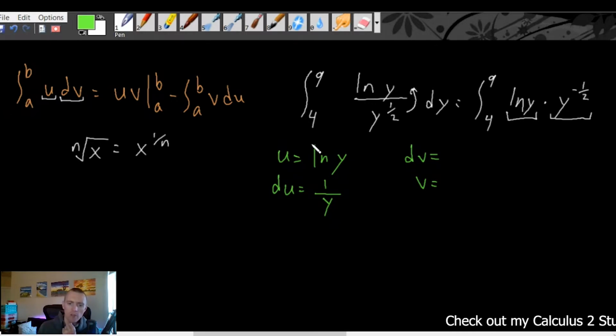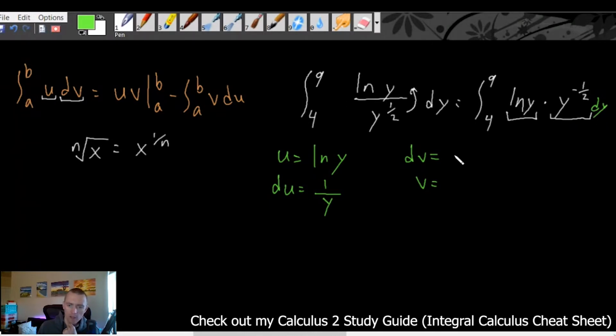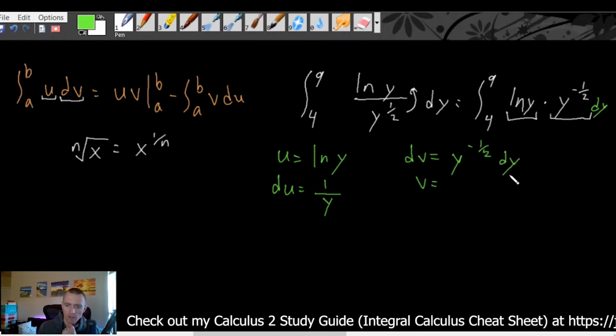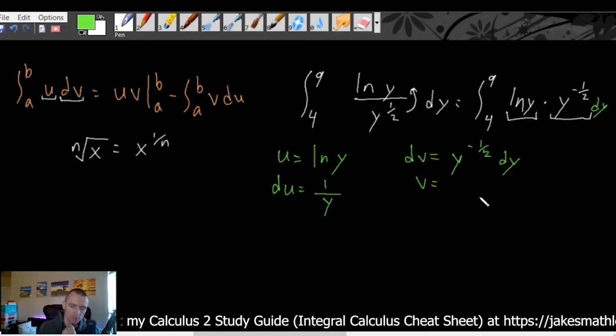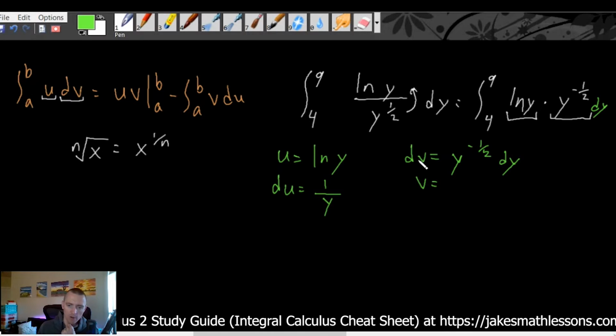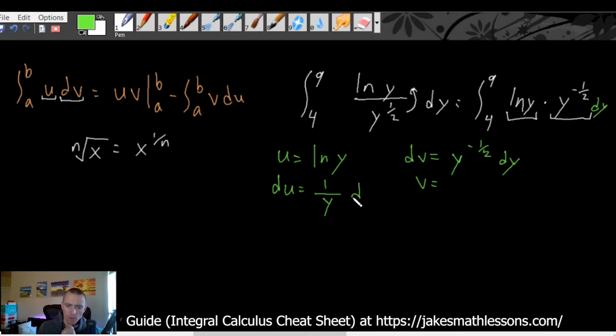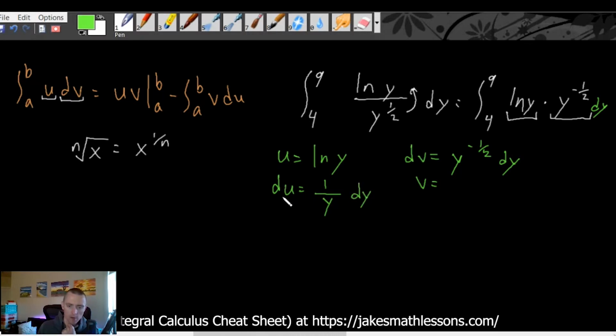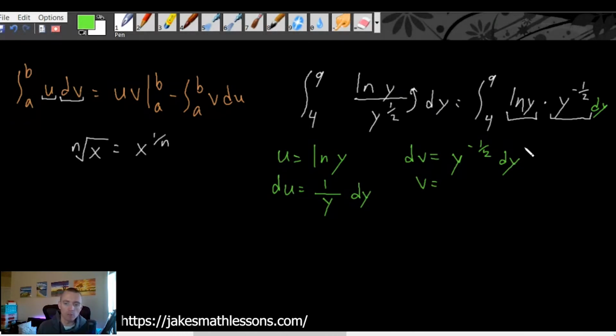Okay. If ln of y is our u, then y, and actually I should have had a dy on here as well, y to the negative 1/2 dy is going to be our dv. So the dy is always going to carry in with the dv here, and then we also need a dy in our du term. So the du term and the dv term are always going to have dy, or d whatever your variable is.